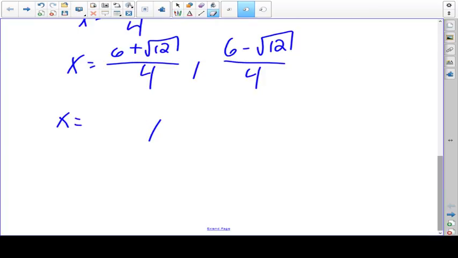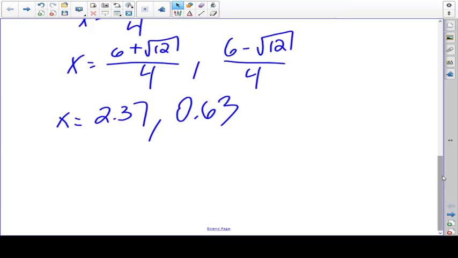The right answer for the first one is going to be 2.37. Anyone else get that? 2.37 for the first one? You did, Malcolm? Okay, good. Did you get the second one then? 0.63? Okay, good. 0.63. So those are our answers.